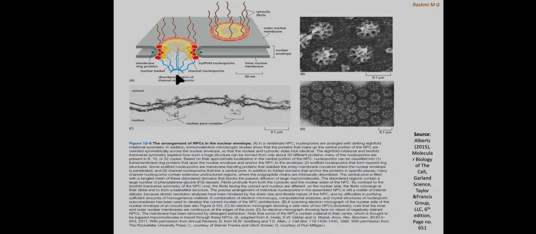This is the nuclear pore complex, the arrangement of NPC in the nuclear envelope. There are cytosolic fibrils, which project towards the outer nuclear membrane. So this is the nuclear envelope. Between both nuclear envelope membranes, the gap is filled with the nuclear pore complex, and this nuclear pore complex possesses octahedral, 8-fold rotational symmetry. It also has proteins known as nucleoporins. Let us see how the import and export of proteins happens through this nuclear pore complex.